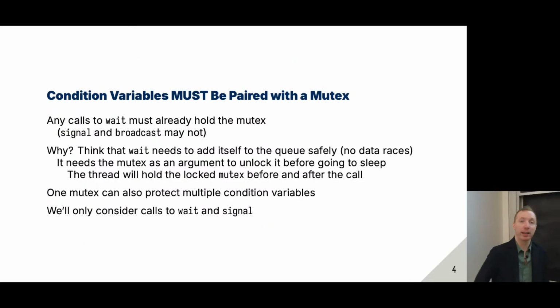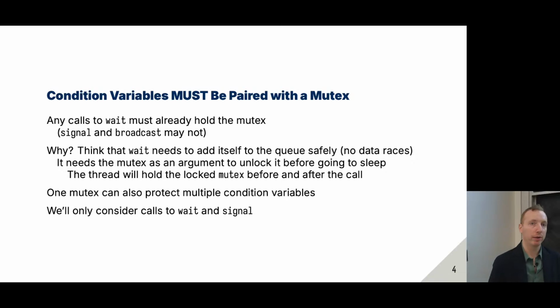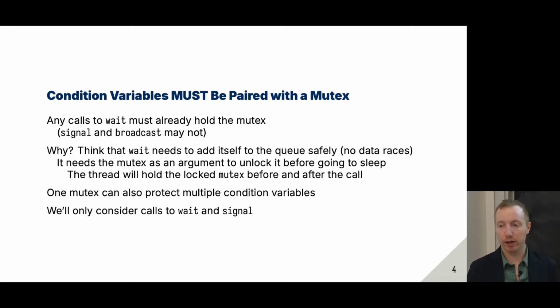So, like I said, it has to be paired with a mutex. So any calls to wait must already hold that mutex. Calls to signal or broadcast, you don't have to have the mutex acquired when you call them, doesn't really matter. And why? Well, we need to prevent data races. So thinking of that condition variable as a queue, well, it needs to safely add itself to the queue, and it also needs the mutex as an argument because before it gets blocked, it will go ahead and unlock it before it blocks and goes to sleep.